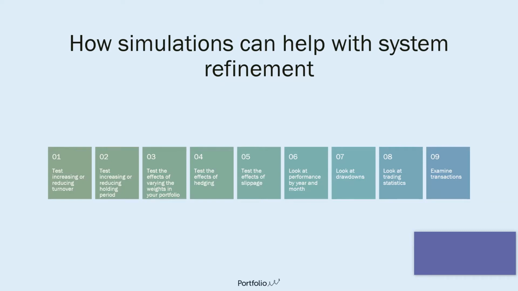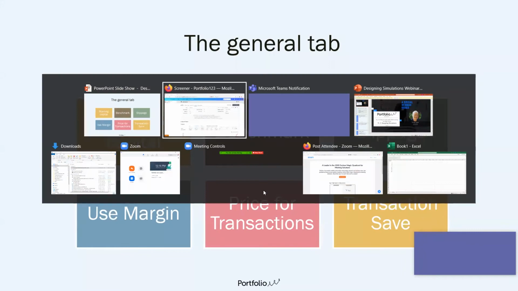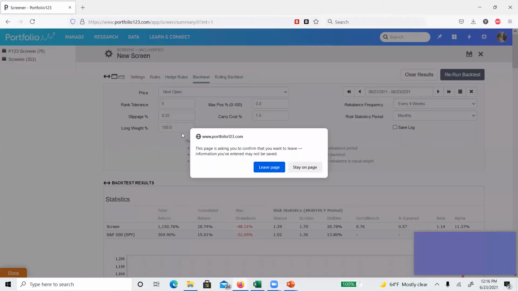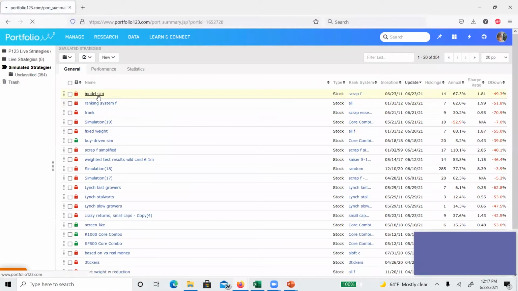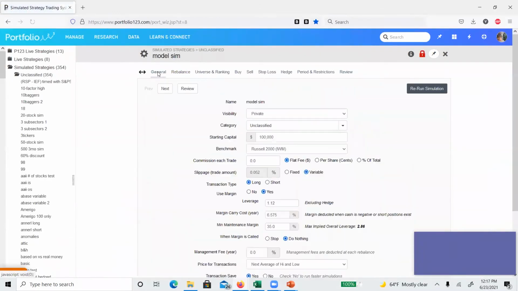So when you start a simulation, the first thing you're going to see is the General tab. And I'll show you what that looks like. So the General tab looks something like this.